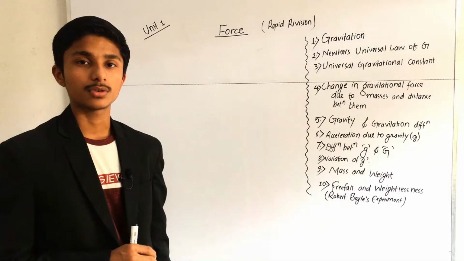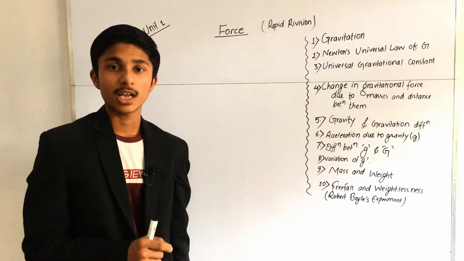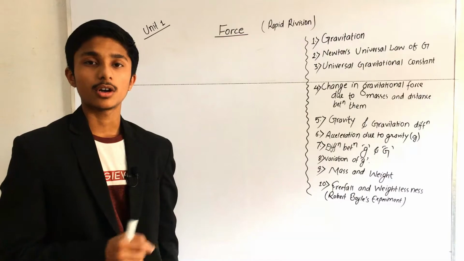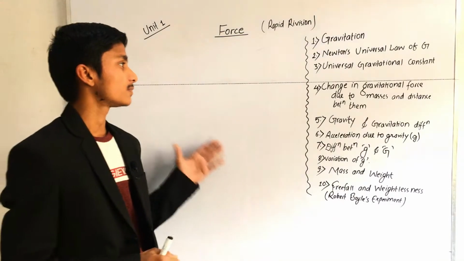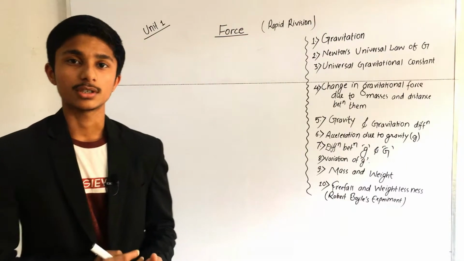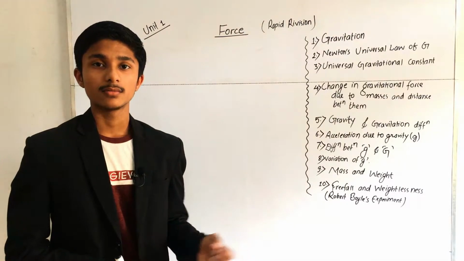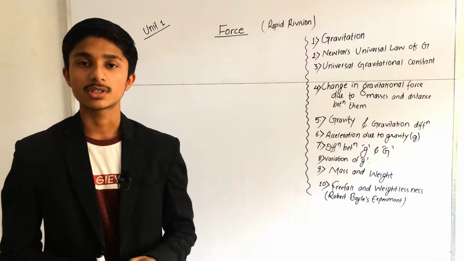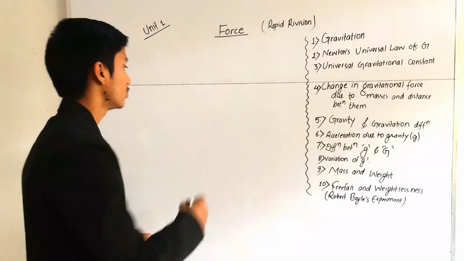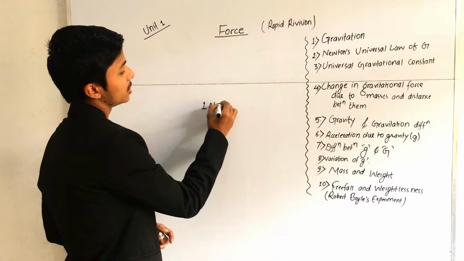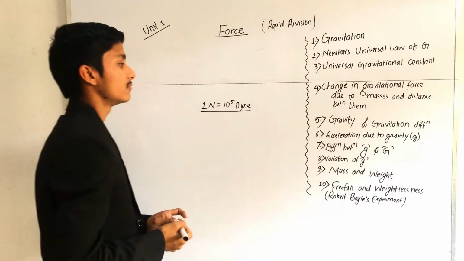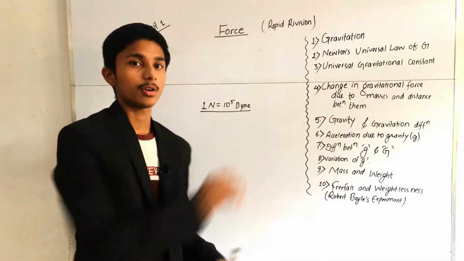There are two types of force. One is contact force and another is non-contact force. And their force may be balanced or unbalanced. Here we know force is a vector quantity. Its unit is Newton, and this is the SI unit of force. And its CGS unit is dyne. And we know 1 Newton is equal to 10 to the power 5 dyne. This is some introduction about force.